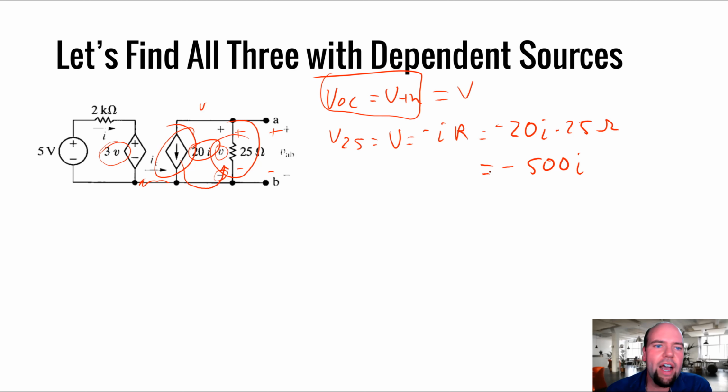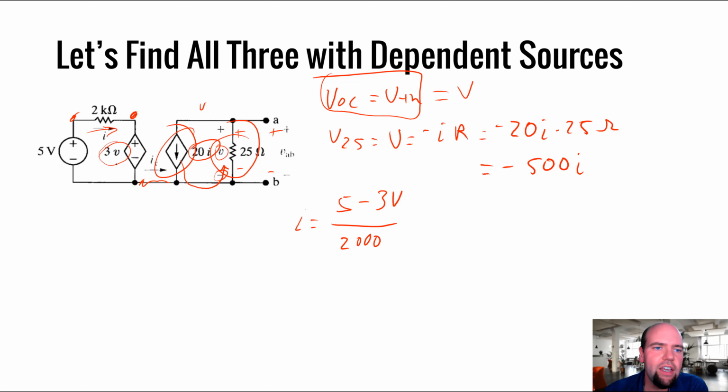Okay, now what's I? I is this current here. How are we going to find that? Well, what's the current through that resistor? It's the voltage on this side minus the voltage on this side, divided by 2 kilo ohms. So I is going to be 5 minus 3V divided by 2000. So that's easy enough. That's our I.